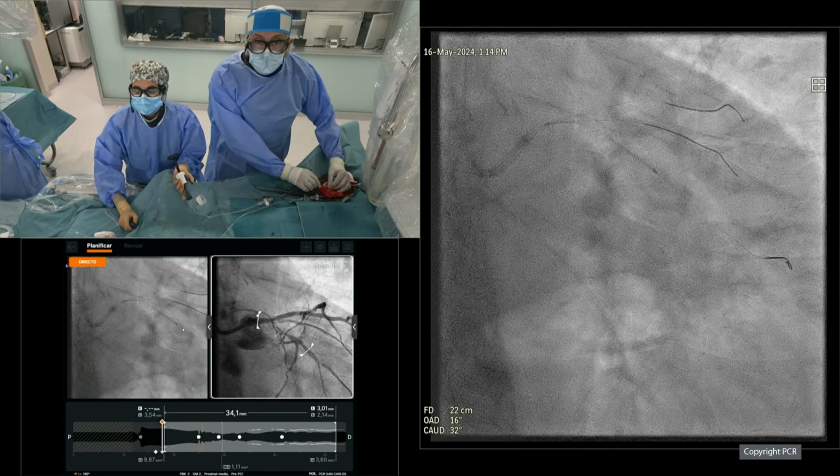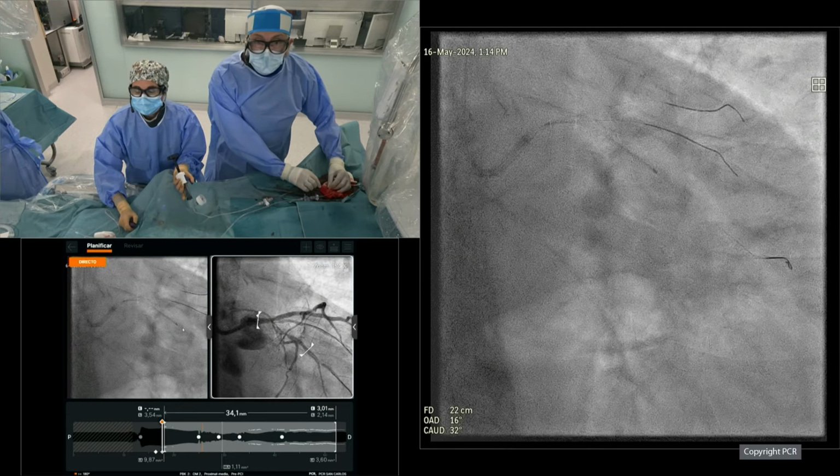Probably you can comment on the deployment. Yes, this feature of Ultreon is very useful. Once you have decided your landing zones, the system offers you the possibility of co-registering it with angio and really helps you position your devices adequately. So I'm going now to higher pressure, and we can now do POT.